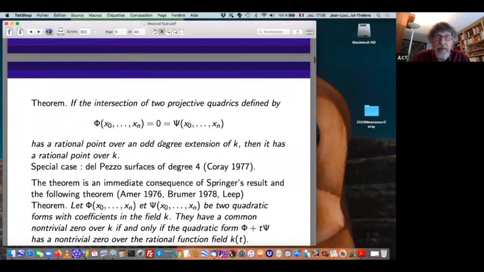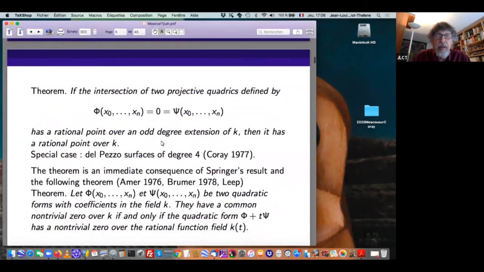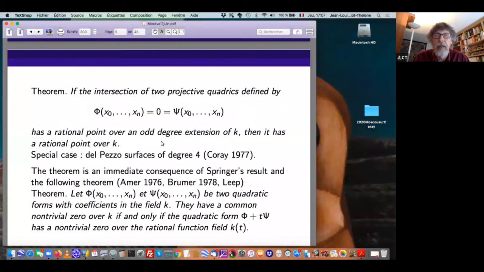Okay, now here is a nice theorem. This is preparation. Suppose you take an intersection of two quadrics, an arbitrary intersection of two quadrics, could be very singular and whatever, defined by phi(x0, ..., xn) = 0 and psi(x0, ..., xn) = 0. Suppose it has a rational point over an odd degree extension of little k, then it has a rational point over k. The special case of del Pezzo surfaces of degree 4, which is in P4, I'm sorry, was proved by Coray in 1977.